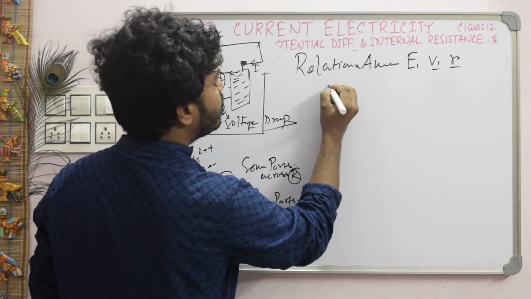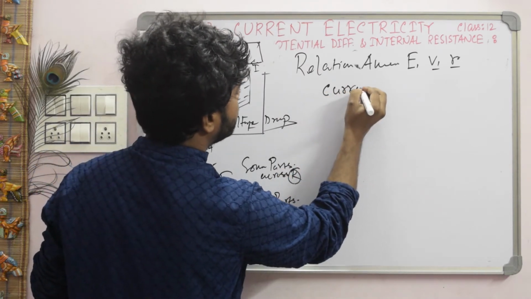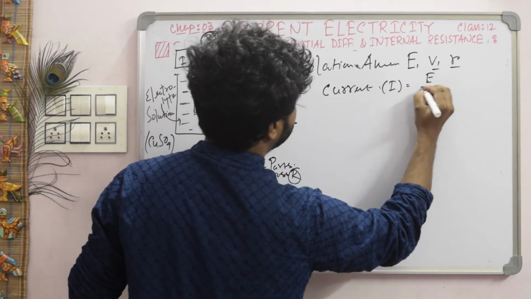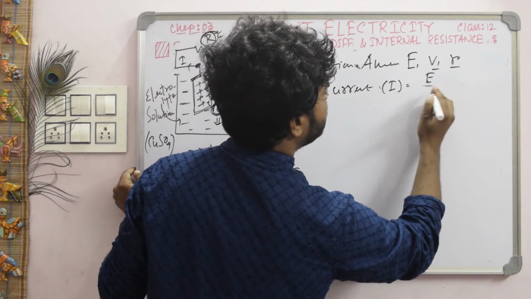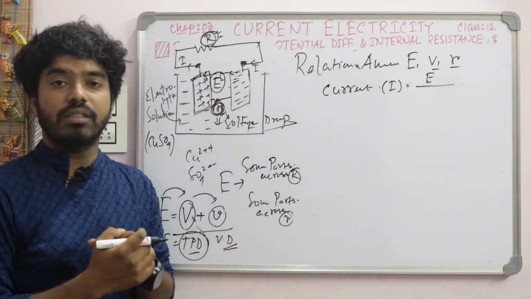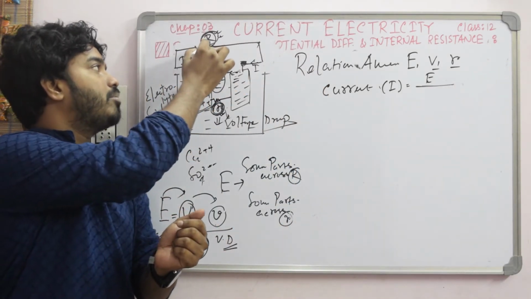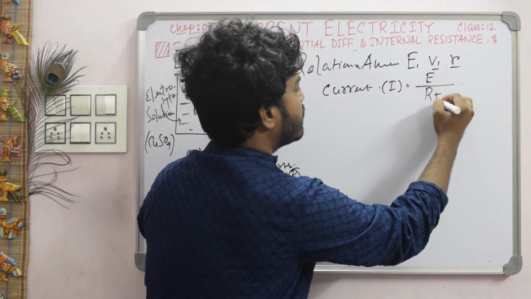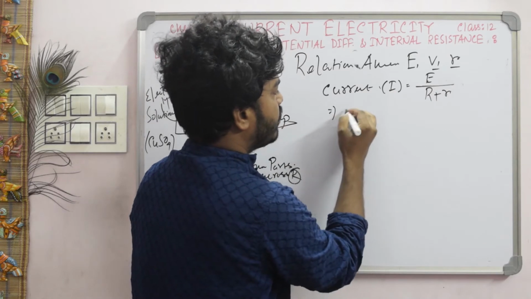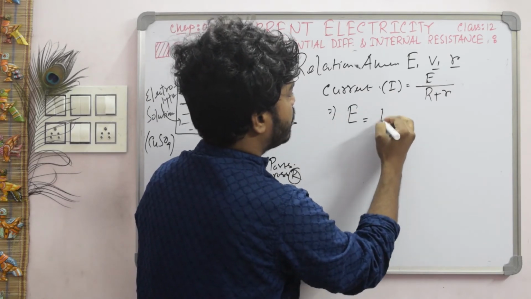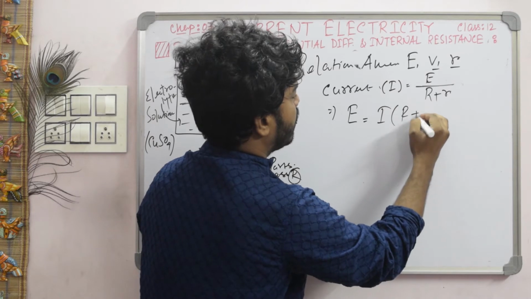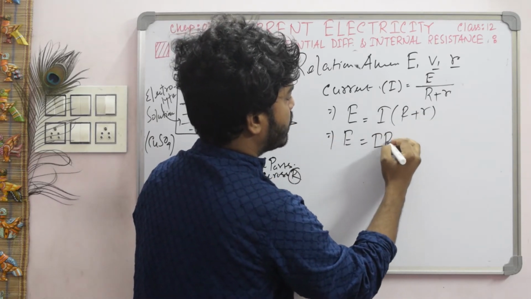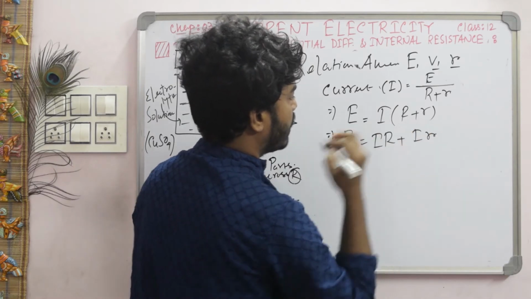You know the formula of current. Current I is equal to EMF divided by the total resistance in a circuit. Here we have external resistance capital R and internal resistance small r. So the total resistance is represented as R plus r. So from this equation you can say E is equal to I into (R plus r). So E is equal to I R plus I r.